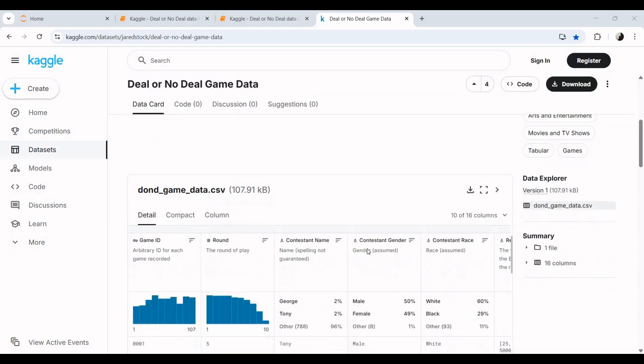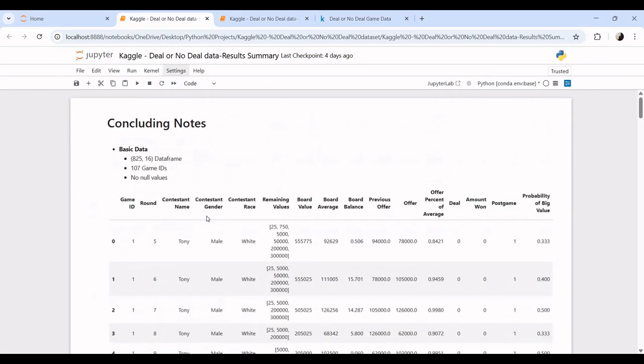So Deal or No Deal is an American game show where a player is given a choice of 26 cases. Each case has a specific amount of money in it, and they play against someone called the banker, and they try to make as much money as possible by the end of the game. So let's just have a look at a summary of what we found in the longer analysis.